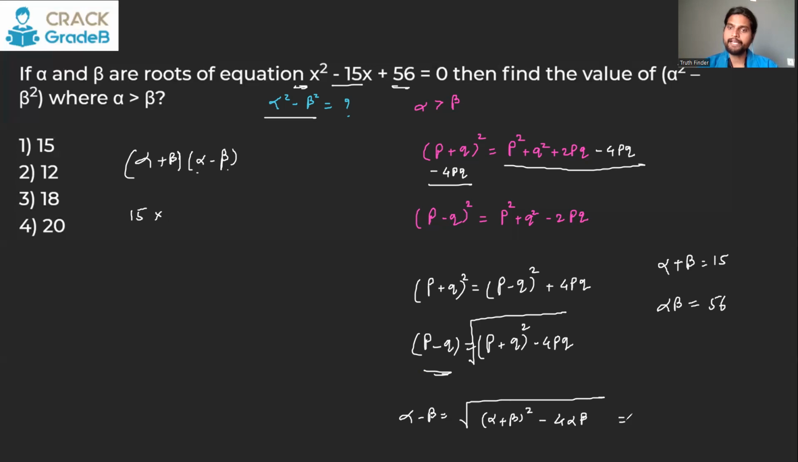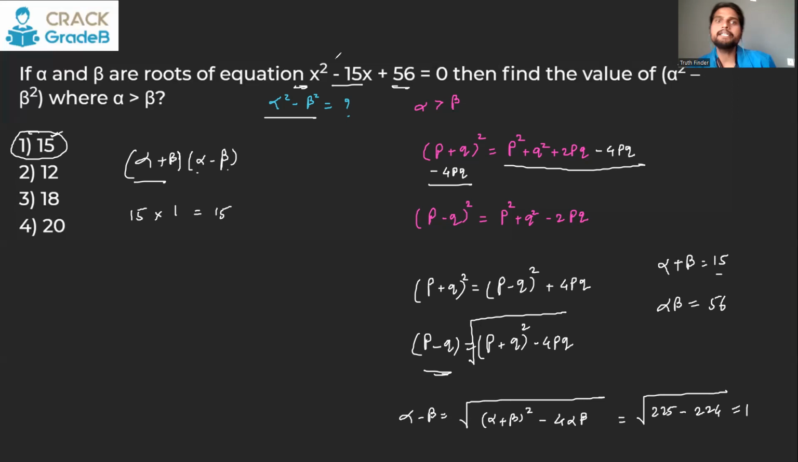So alpha minus beta you can calculate as under root of alpha plus beta whole square, that is 225, minus 4 times 56. 4 times 56 will be 224. So that becomes 1. So alpha minus beta is 1. So this product is 15 into 1, that is 15. The answer here will be 15.